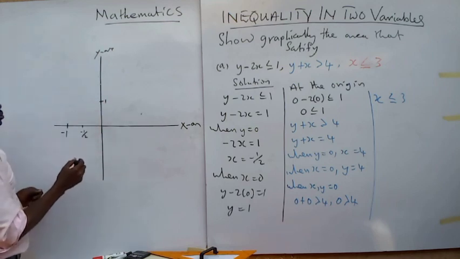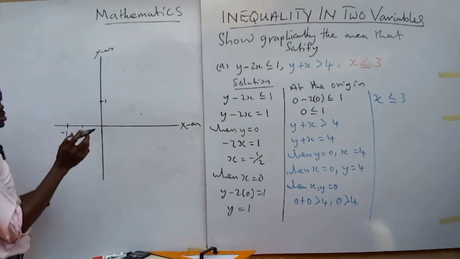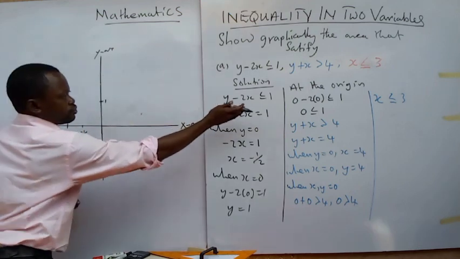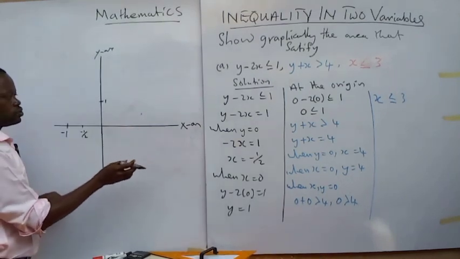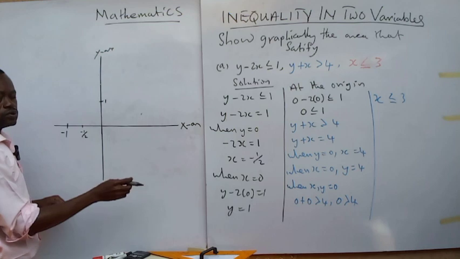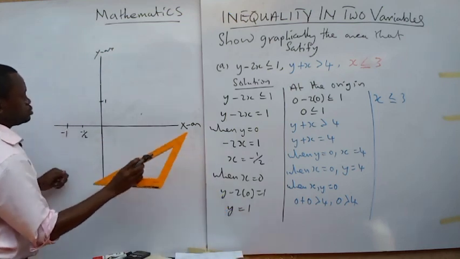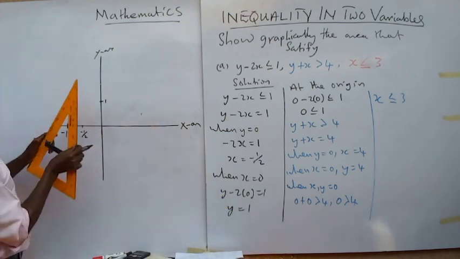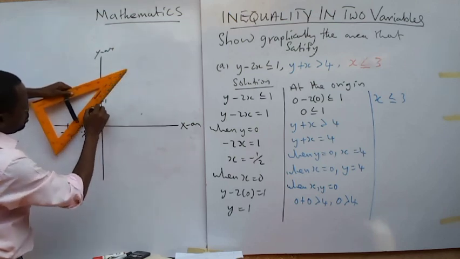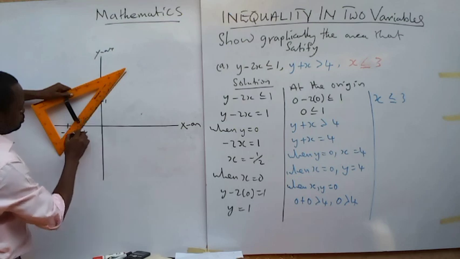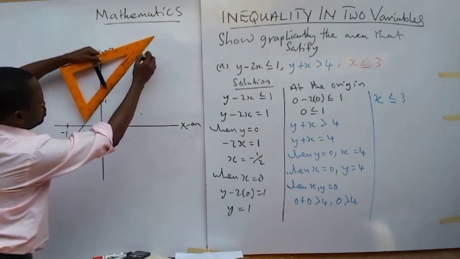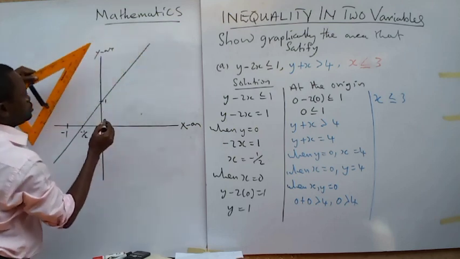And another thing is, which kind of line am I going to draw here? For less than or equal to, greater than or equal to, we use thick line. And for less than or greater than, we use dotted line. So here I'm going to use thick line to demarcate the area that satisfies this inequality and the area that does not.